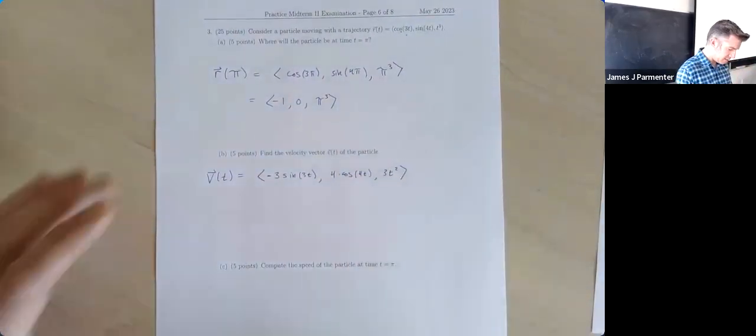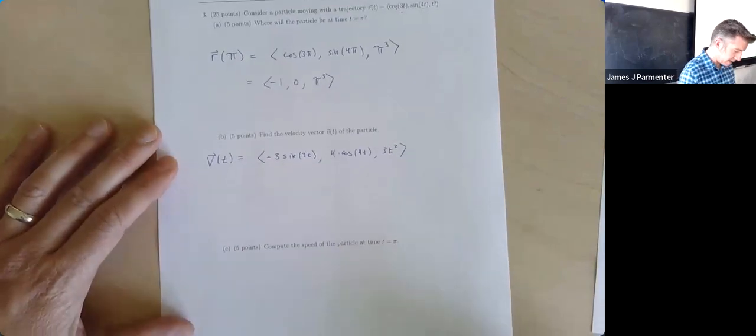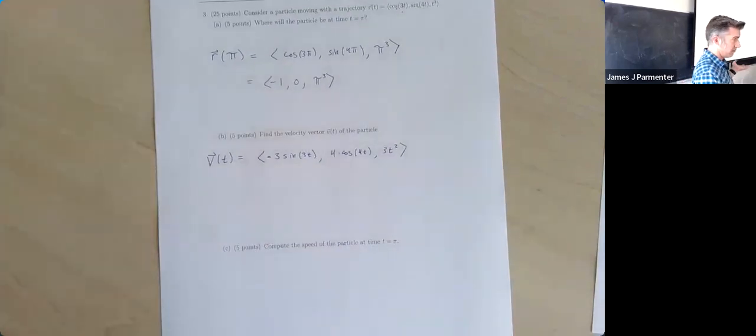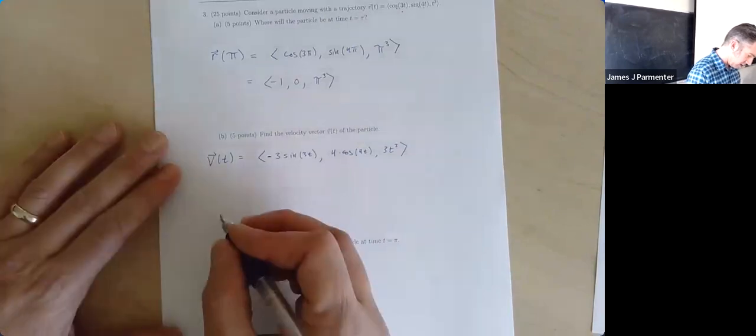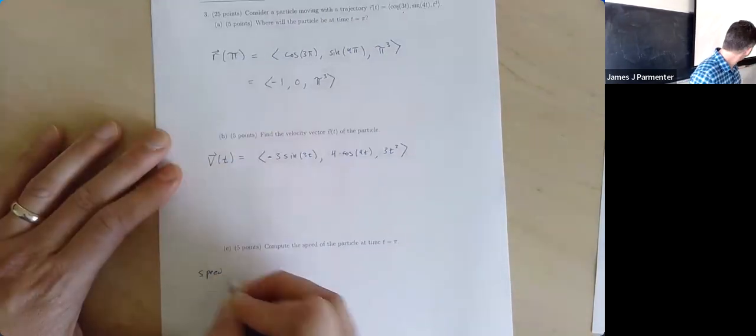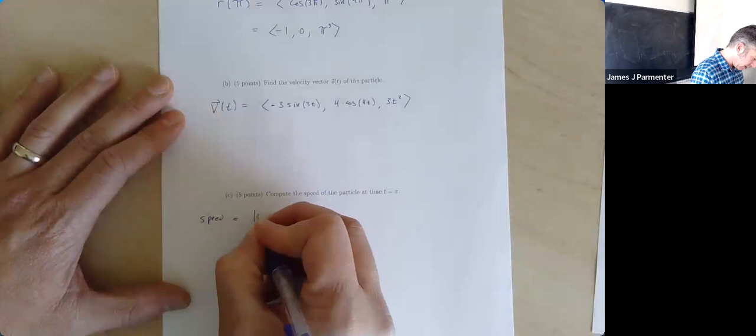And then he asks us to compute the speed of the particle at t equal to pi. So first we're going to find the magnitude of the velocity vector. So speed is equal to the magnitude of velocity.